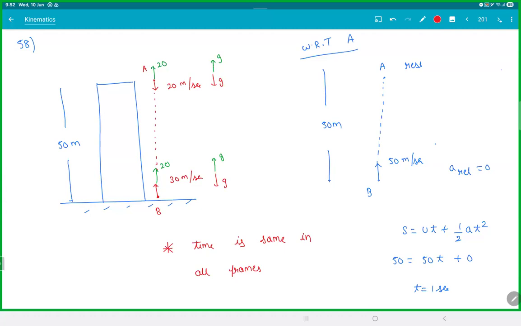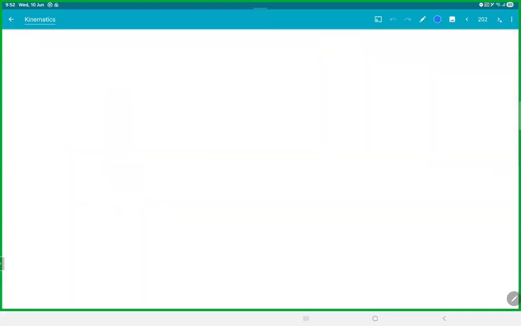Because some guy is running on the road, you both will always meet at 5 seconds only. In the same way, A and B will always meet in 1 second, no matter who looks at it. Now come back to the ground frame, because you're asking where they will collide, we need to see in the ground frame.